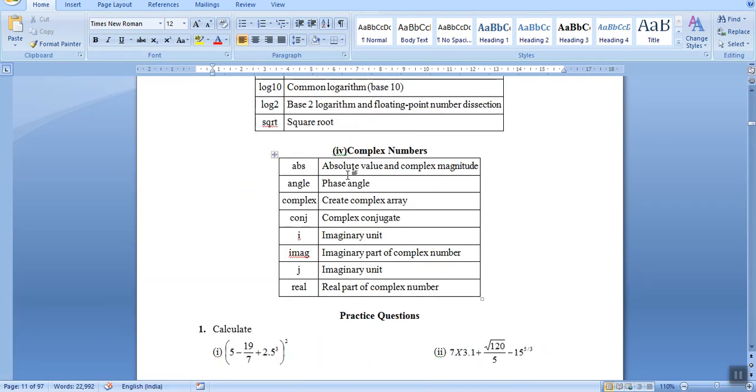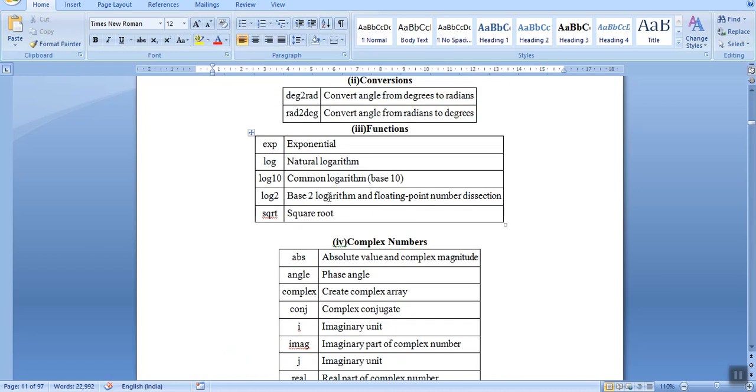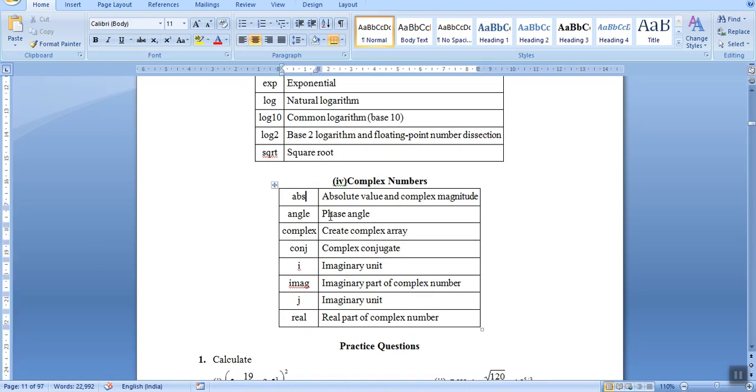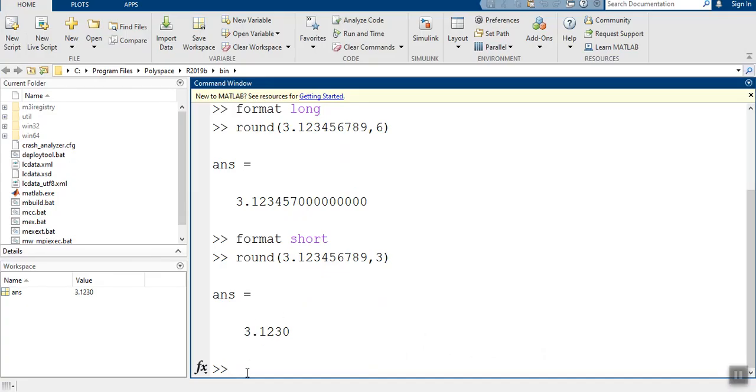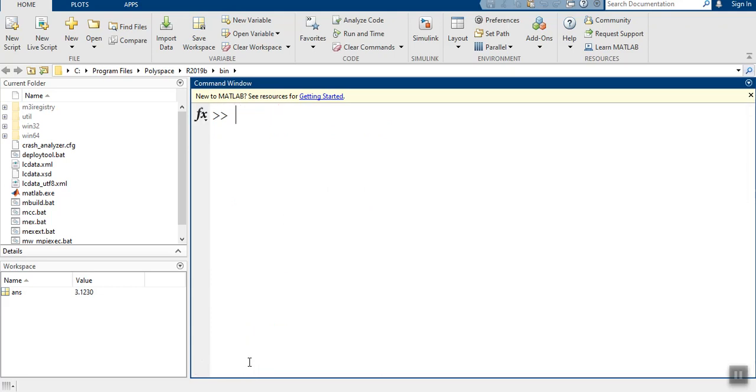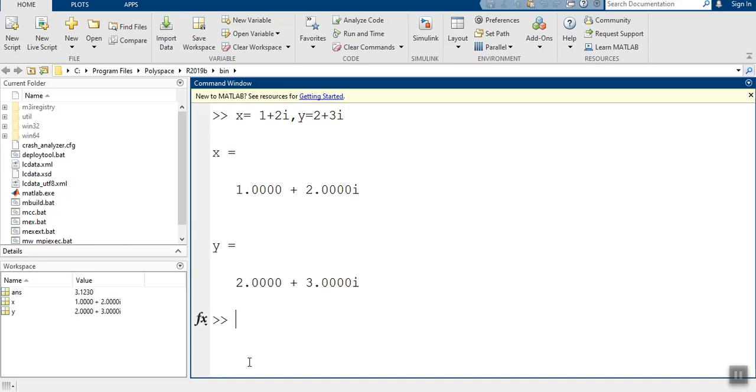Complex variables. Now coming to another one, complex numbers. Okay, I will explain. We already discussed in our earlier class how to write a complex number. Very simple, 1 plus 2i or 2j, both are same. Y equals 3 plus 2i. Okay, then no problem. So you will get 2 complex numbers x and y.